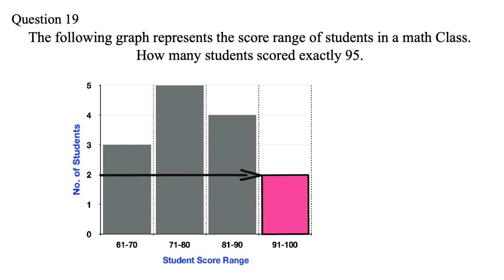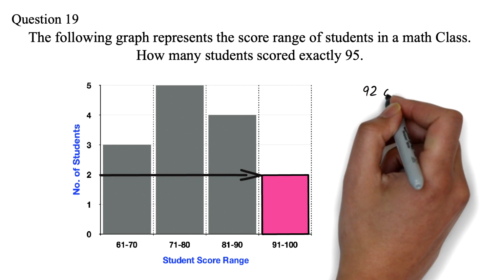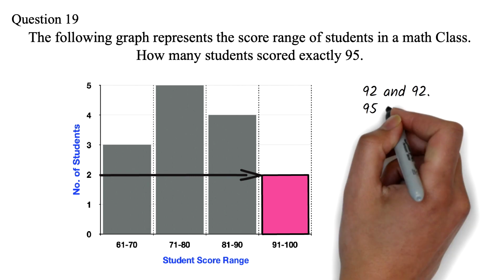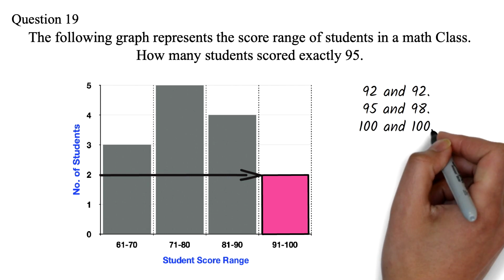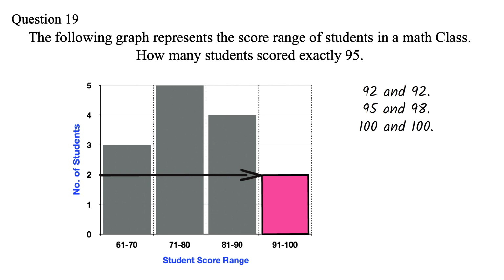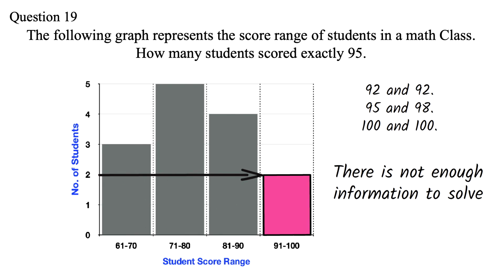This is wrong. A range doesn't tell you the exact values within the range, so the 2 students who scored between 91 and 100 could have scored 92 and 92, or 95 and 98, or 100 and 100, or any 2 numbers between 91 and 100. So the answer is, there's not enough data or information to answer the question.